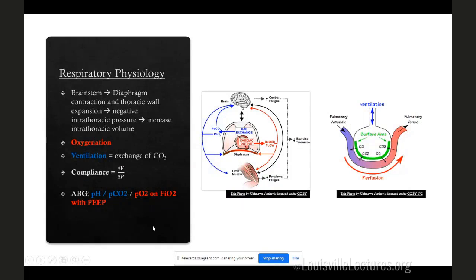For the ABG, we routinely report pH with a PCO2. Those two numbers represent your ventilation for that point in time. Then we'll also talk about PO2 on FiO2 with PEEP. There's a lot of letters and a lot of jargon there. So just to give you an example, for a normal human being such as yourselves, you would have a pH of 7.40 with a PCO2 of 40, a PO2 of 100 on 21% FiO2 and 0 PEEP.